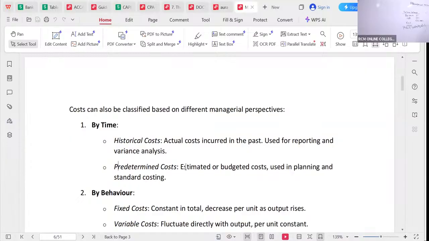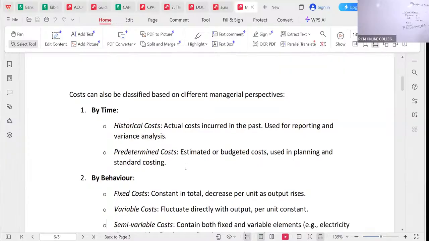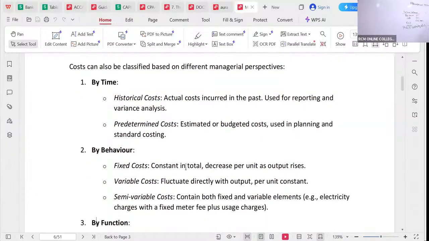Then we have number 2. The second classification is by what here, somebody? Behavior. Under behavioral classification, we have 4 types of costs. Are you able to remember them? Because you've done them with my colleague.